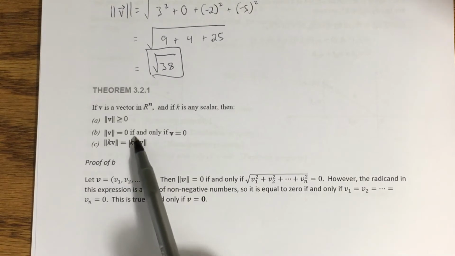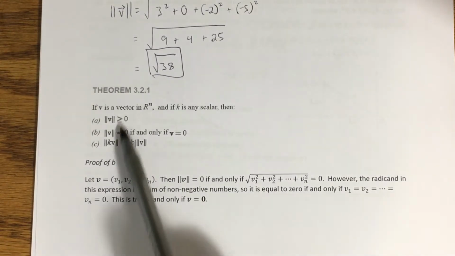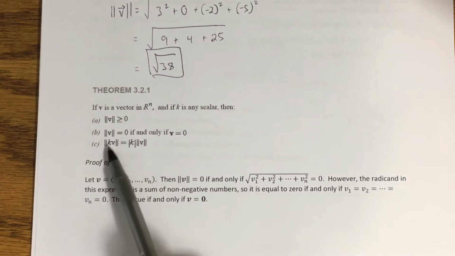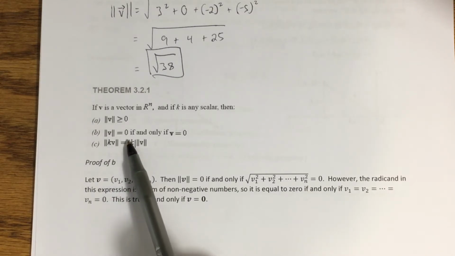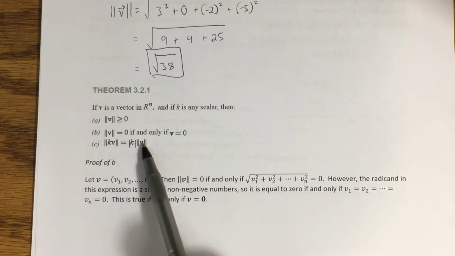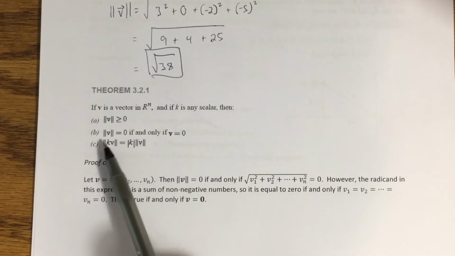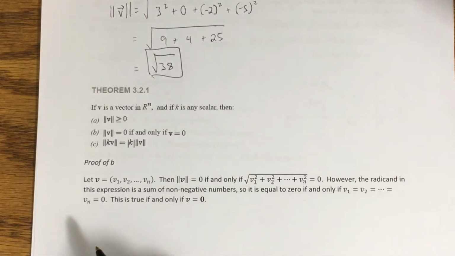The norm is equal to 0 if and only if the vector itself is equal to 0. And then finally, and these are all important, but this is an important one that we'll use in some proofs, the norm of a scalar times a vector is equal to the absolute value of that scalar times the norm of the vector. So you can pull scalars out of this norm thing as long as you take their absolute value when they do come out. Okay?